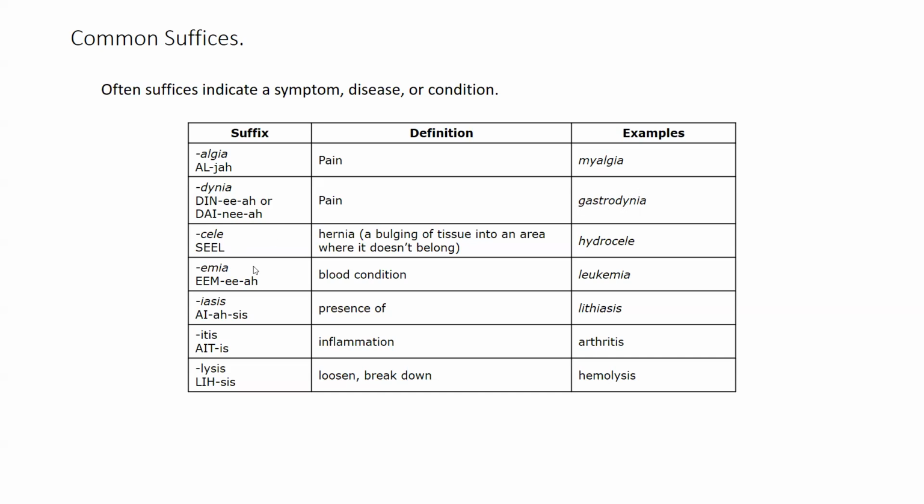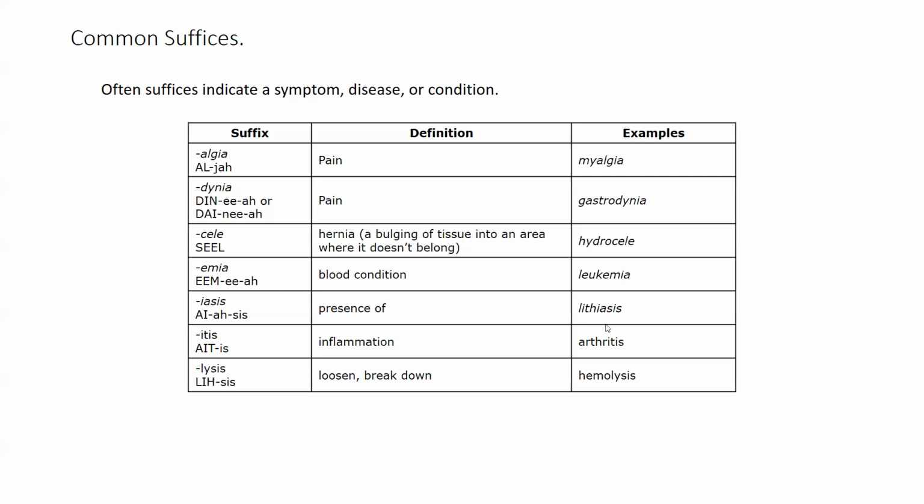Cele means a hernia. So a hernia is a bulging of a tissue into an area where it doesn't belong. And in the case of hydrocele, that refers to the bulge being filled with a fluid, not necessarily pure water, but some fluid. Emia means a blood condition. Ea means condition, em refers to the blood. So leukemia literally means a blood condition of whiteness. It refers specifically to white blood cells.